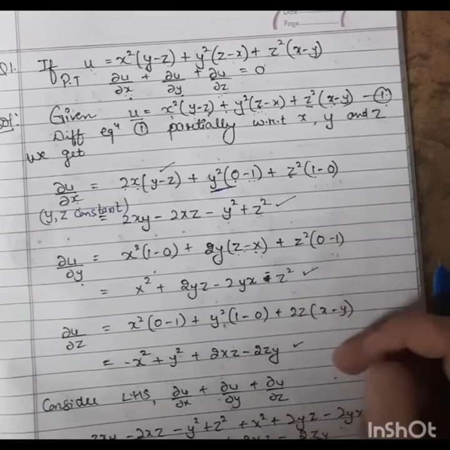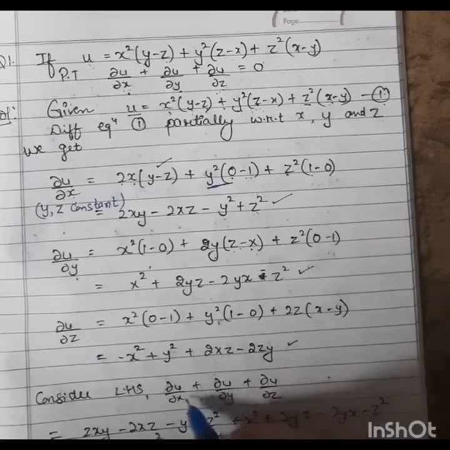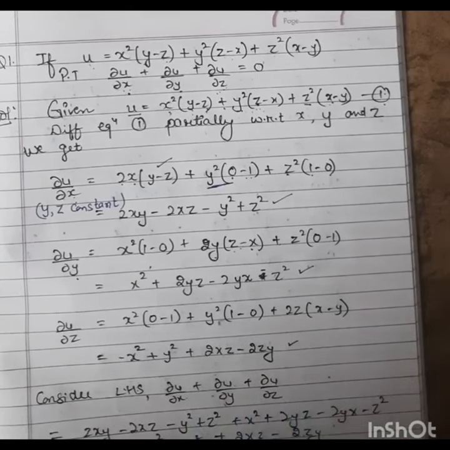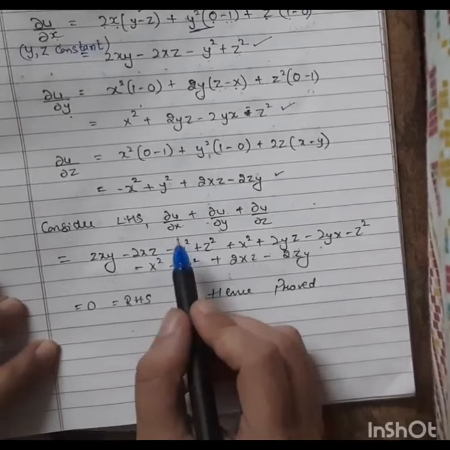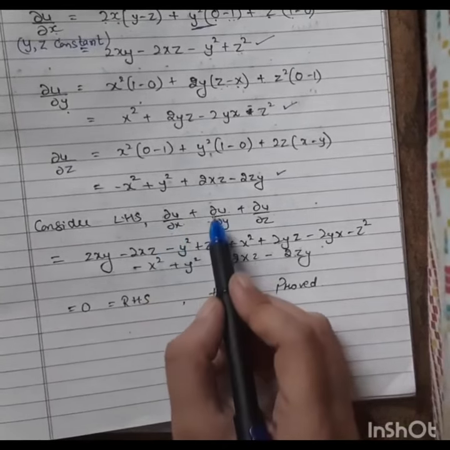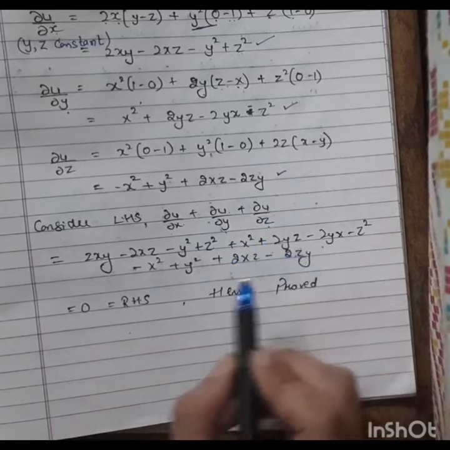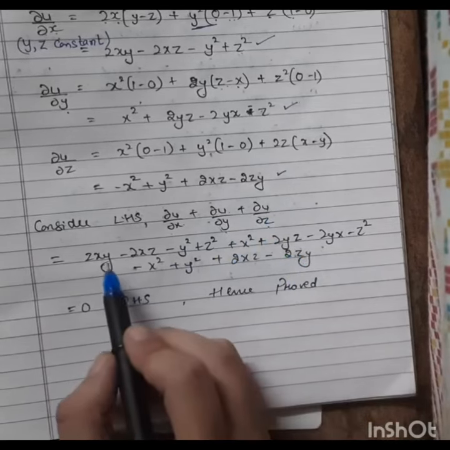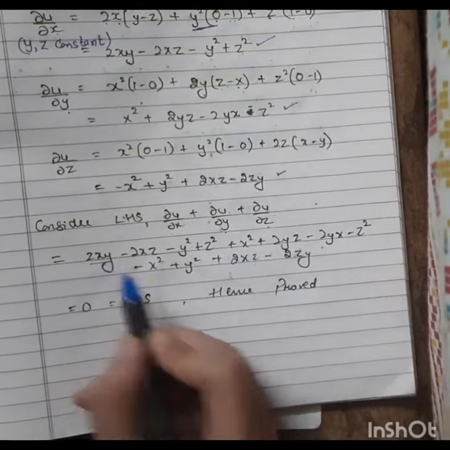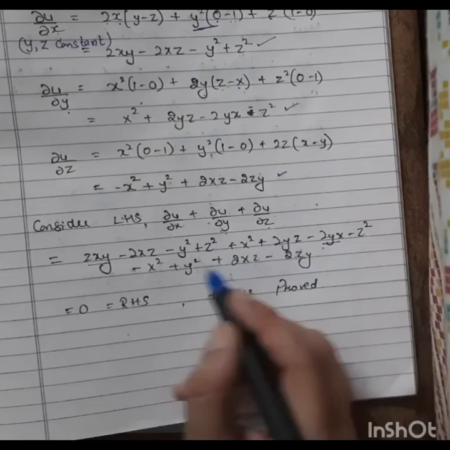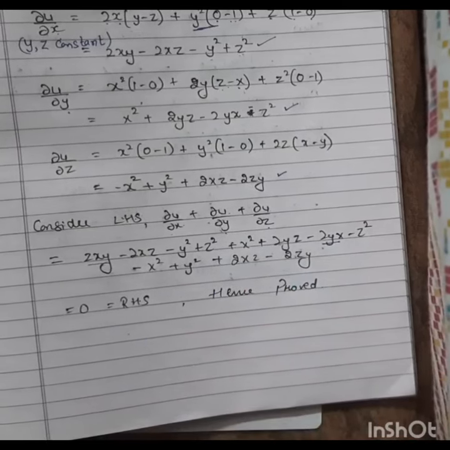Once you are done with all the 3 equations of differentiation, we will consider the left hand side, which was curl u by curl x plus curl u by curl y plus curl u by curl z. Substitute all the values here. Considering all the values, you will see the terms are getting cancelled out here. You can do this calculation. You will see the 2xy is getting cancelled out here with minus 2yx. Like that, all the terms will get cancelled out and you will get the answer 0, which was required to prove.